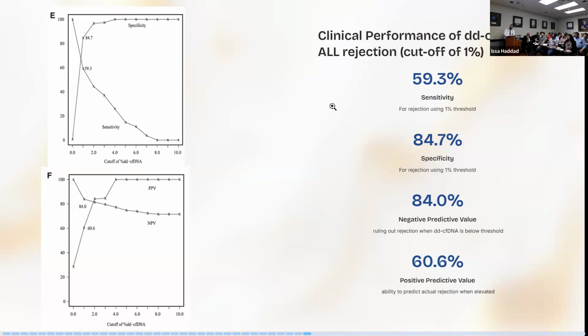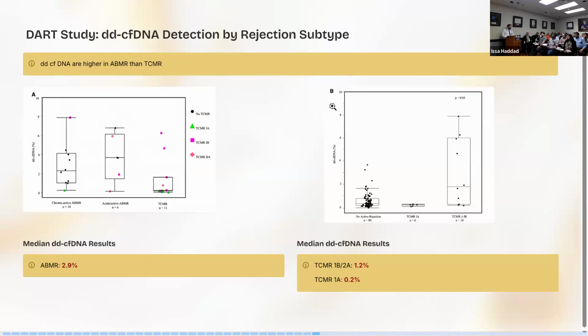Okay. And then they tried to look at different subtypes of rejection. They looked at chronic active ABMR, then acute active ABMR and TCMR. They noticed that the median for the ABMR is much higher when you just look at the ABMR people, and it got up to 2.9%. However, the median in the TCMR, which was the 1A, the mildest, is 0.2%. But in the higher grades of 1B, 2A, it was 1.2%. So not a whole lot higher.